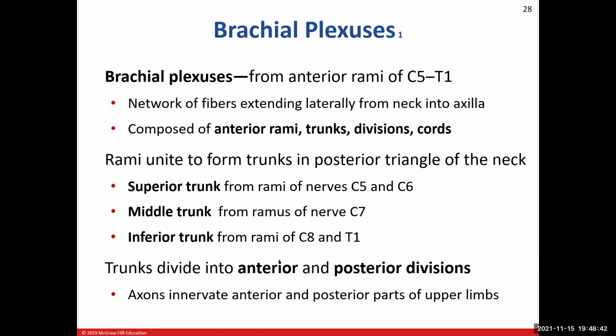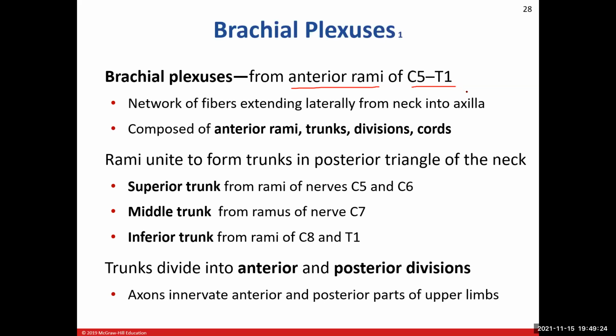Let's talk about the brachial plexus. From here on out, I'm not going to mention that a plexus is made up of the anterior rami. I'm going to assume that you know that. I'm just going to point out what spinal segments: C5, C6, C7, C8, because there are 8 cervical spinal nerves. There are only 7 cervical vertebrae, bones. There's 1 more spinal nerve than there are vertebrae. So C5, C6, C7, C8, and T1.